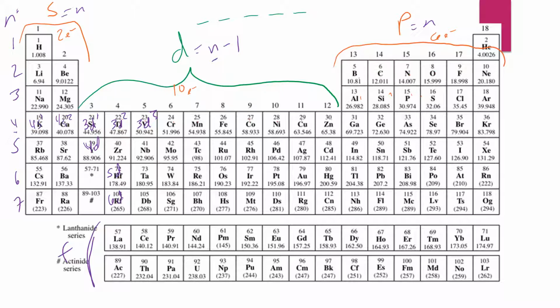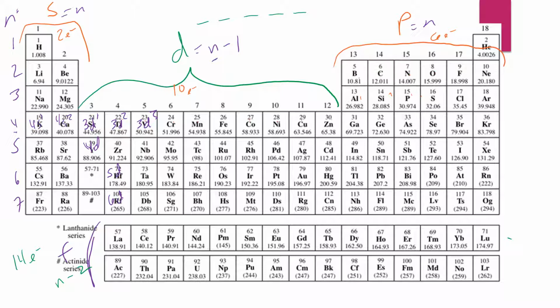Now the F block is a little bit different. The F block is equal to N minus 2, so it's the row number minus 2. You remember the F is in that first part. The F can hold 14 electrons. You can always remember that by counting how many elements are in this row. So they can hold 14 electrons, and it's N minus 2.